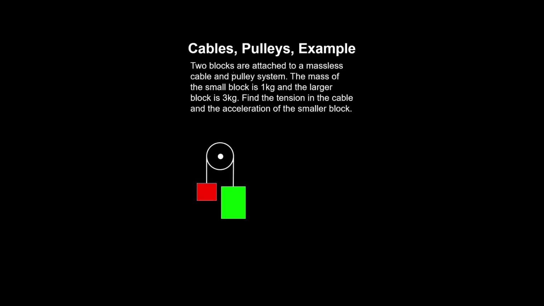Two blocks are attached to a massless cable and pulley system, and the mass of the small block and larger block are given, and we're asked to find the tension in the cable and the acceleration of the smaller block.